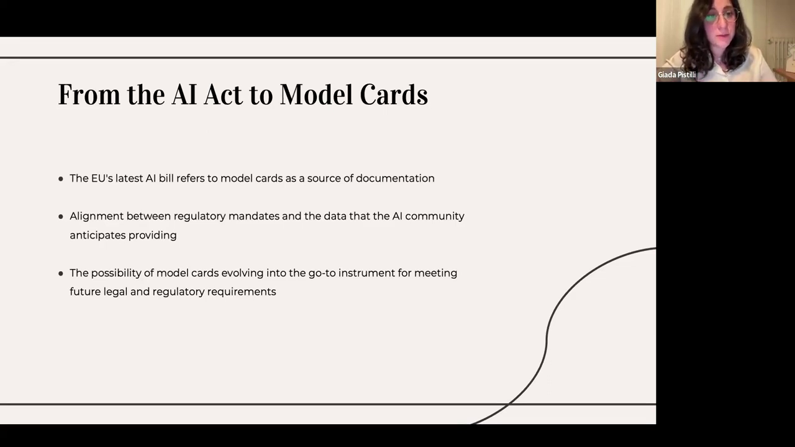And so there's here the possibility for model cards to evolve into the go-to instrument for meeting future legal and regulatory requirements. So it started from being extensive documentation, and now it could also become, who knows, in 5-10 years, the go-to standard for AI deployment, and also development.